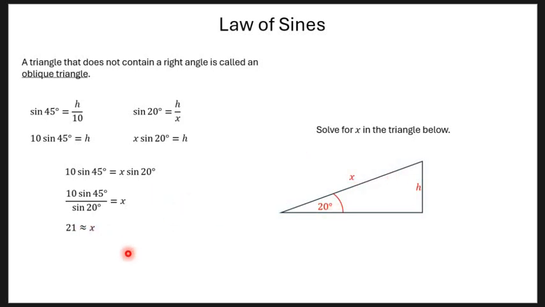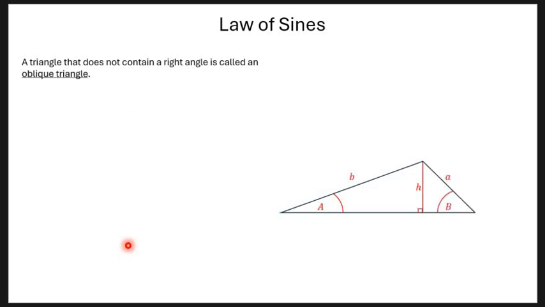Let's actually look at a proof of the law of sines. To generalize that process, here we have the same oblique triangle, and I've taken the liberty of already extending the height. So we already have h here, but I've labeled the angles generically as just capital A and capital B. The side across from capital A, I labeled as lowercase a, and the side across from angle capital B, I labeled lowercase b.